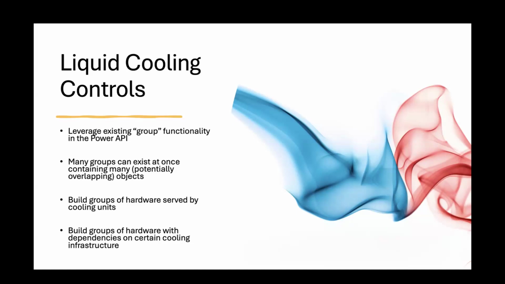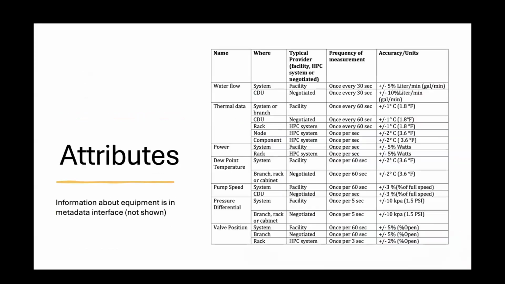I've got some figures of this that I'll show you graphically in future slides. And in the Power API, many groups can exist at once, containing potentially overlapping objects, which helps us with redundancy systems as well. So the idea is that we're going to build groups of hardware served by cooling units. We're going to add in cooling units as an object as well, so we can understand things in many different ways. And we're going to build groups of that hardware with dependencies for certain cooling infrastructure where it exists. So the goal here is to support a large variety of liquid cooling setups in a portable way.